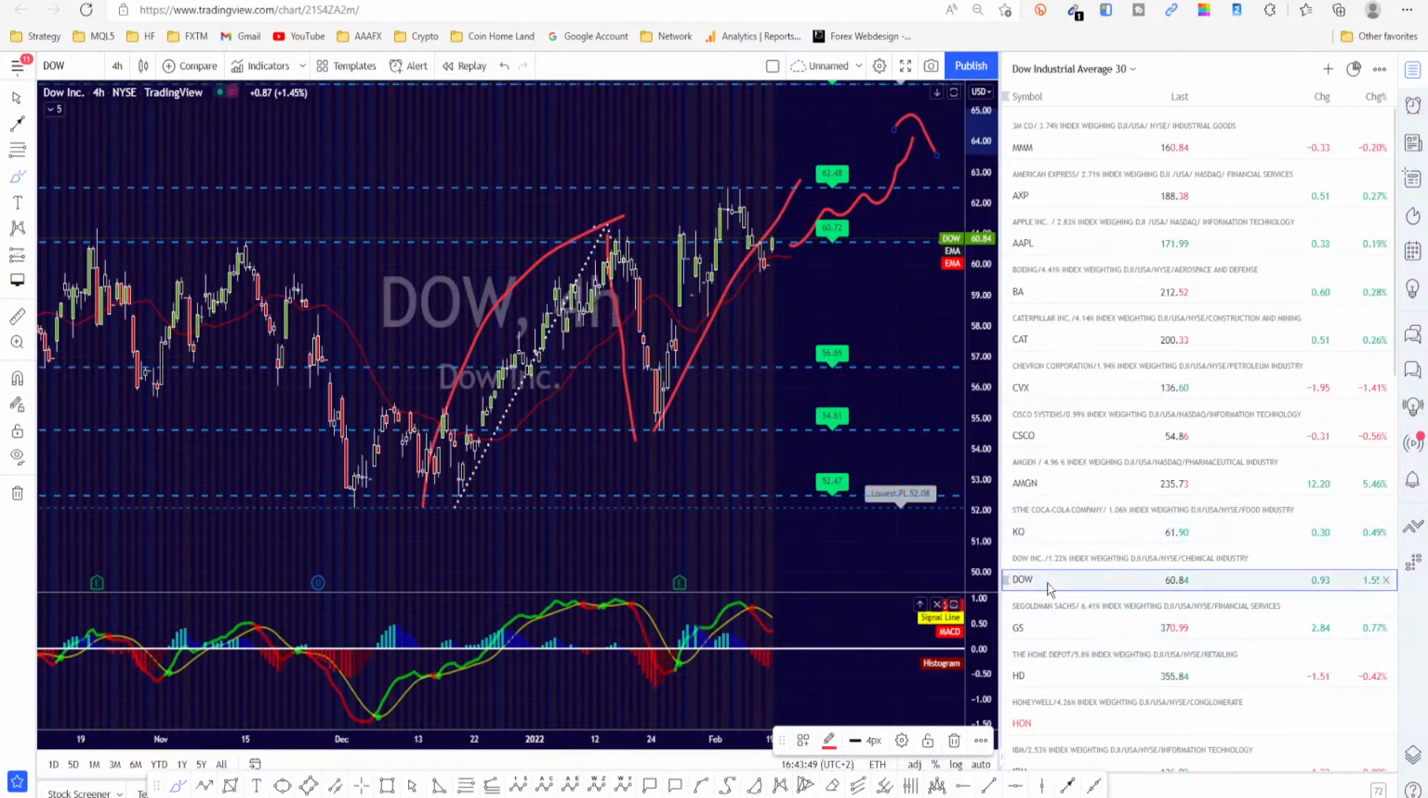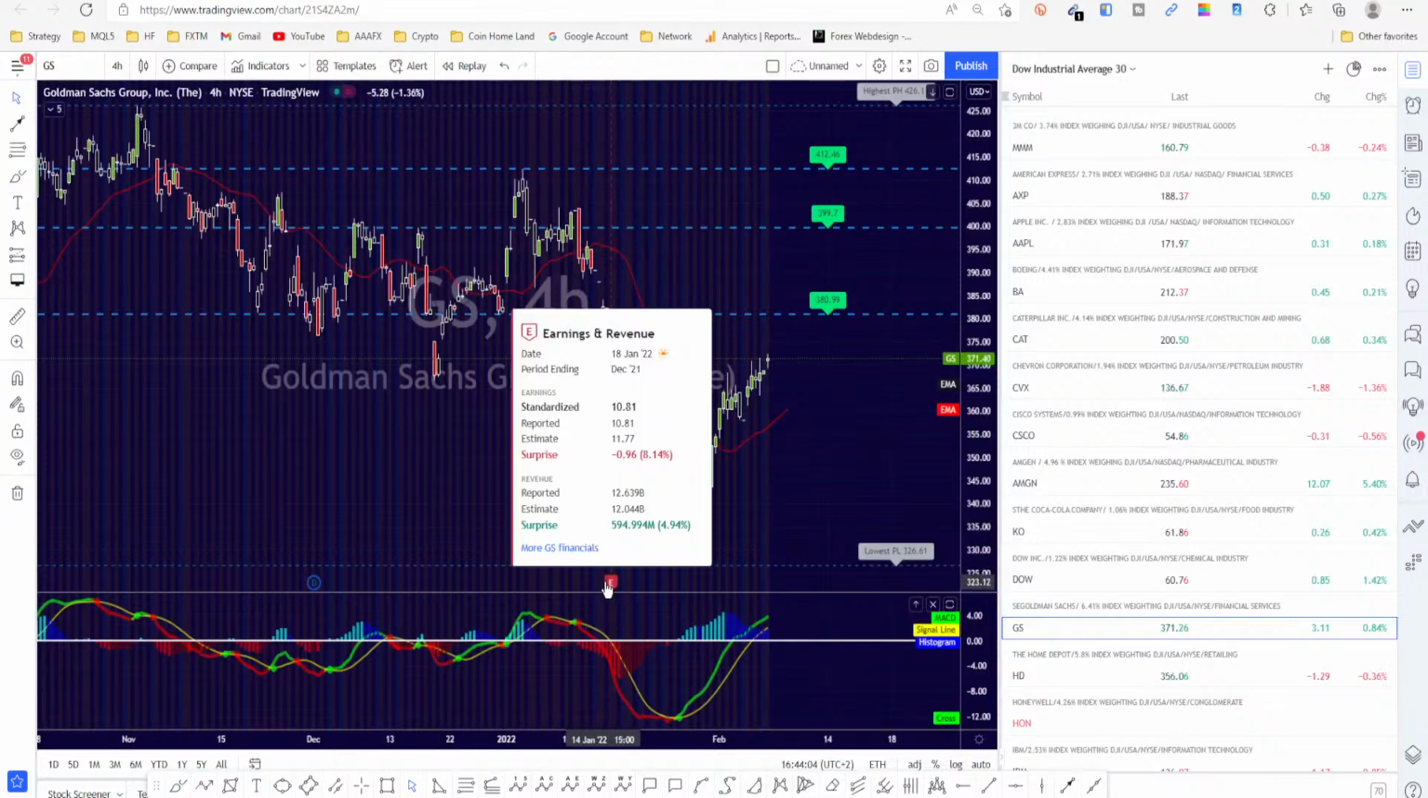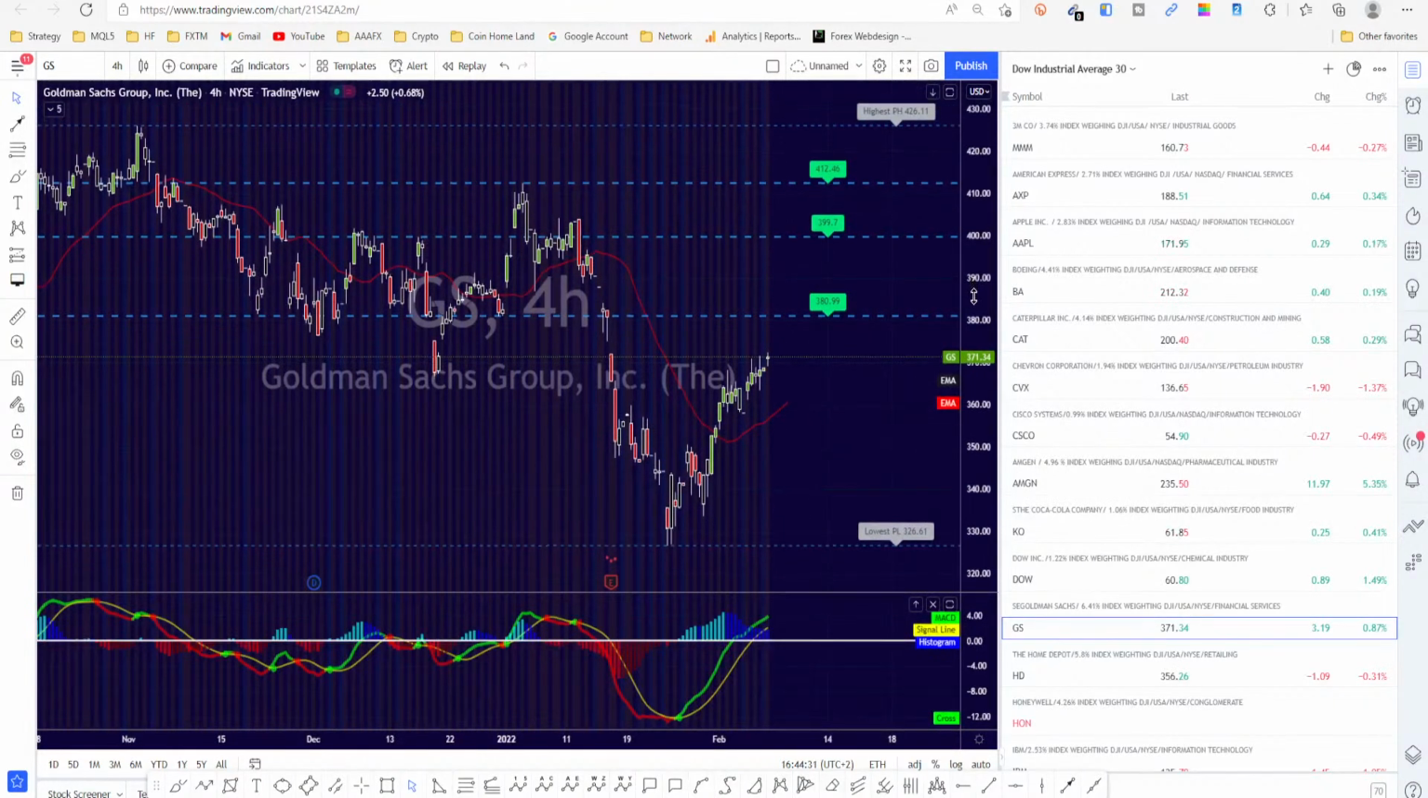Okay, so next here in the list, we have Goldman Sachs. Revenue here was kind of disappointing, minus 8%. They reported 12.6 billion profit, a huge amount. Surprise, 594. But the revenue was down, minus 0.96 per share. So it's kind of 8% less than expected per share.